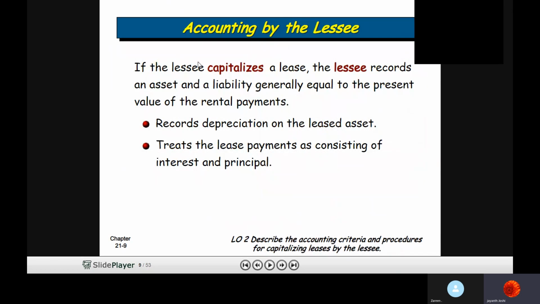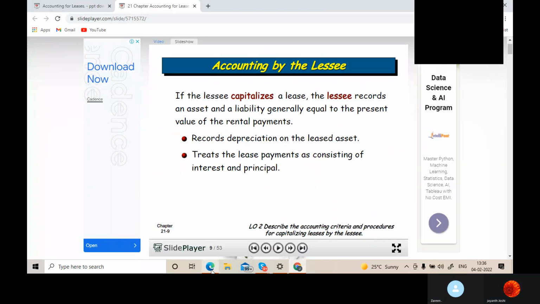So accounting by lessee: if the lessee capitalizes a lease, the lessee records an asset and liability generally equal to the present value of rental payments. Suppose you are a lessee, you have taken a property on lease. So what is the value at which you are going to measure that property, the value you are going to show in your books? That is nothing but equal to the present value of lease rental payments.